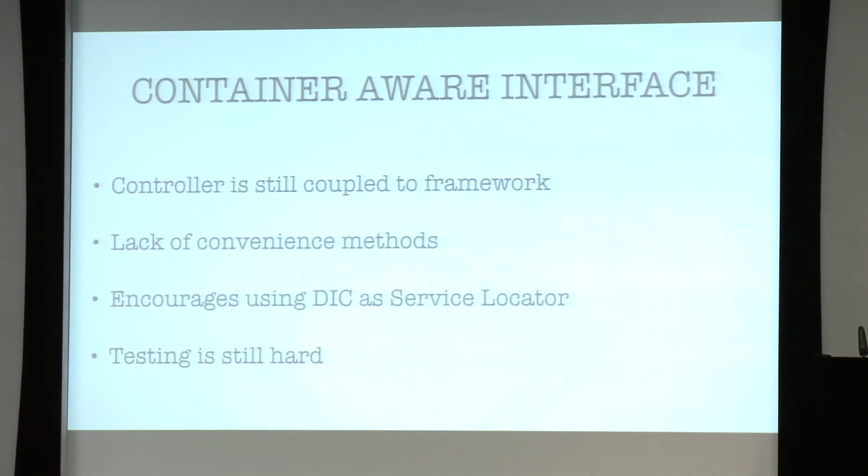So there are 2 alternatives to this. Instead of extending the base controller, we can make our controller container-aware. But still, our controller is coupled to the framework. We don't have these new nice methods anymore. We're still using the container as a service locator, and testing is still hard. So it doesn't really solve anything. Maybe, okay, it solves the inheritance problem.